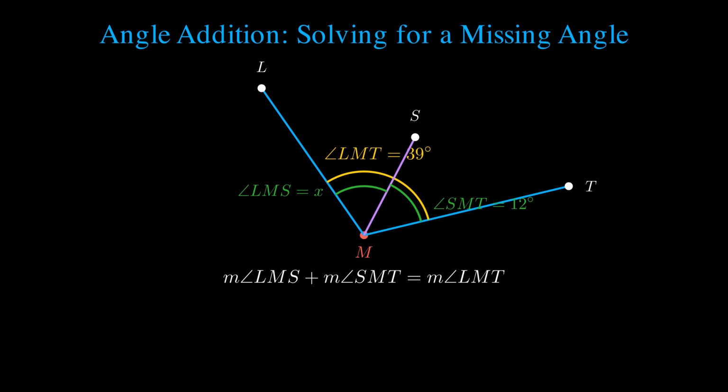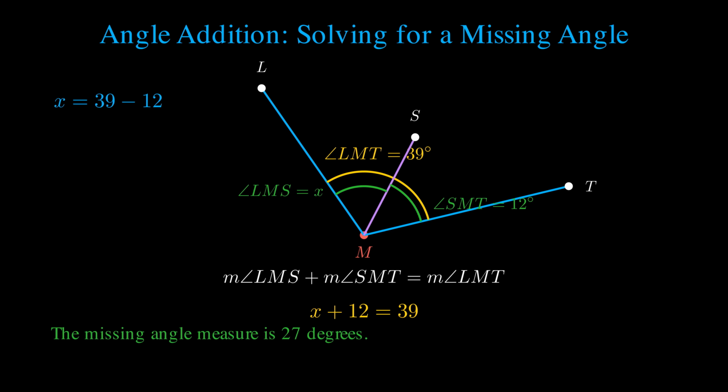Because the big angle is made of these two smaller angles, we can write an equation. The first small angle plus the second small angle equals the whole angle. So we write x plus 12 equals 39. This equation comes directly from the diagram. Now we solve for x. To isolate x, we subtract 12 from both sides.